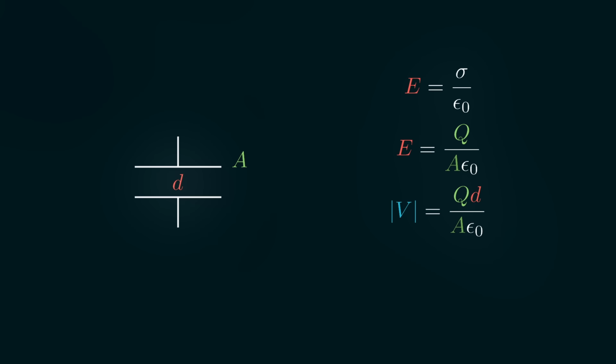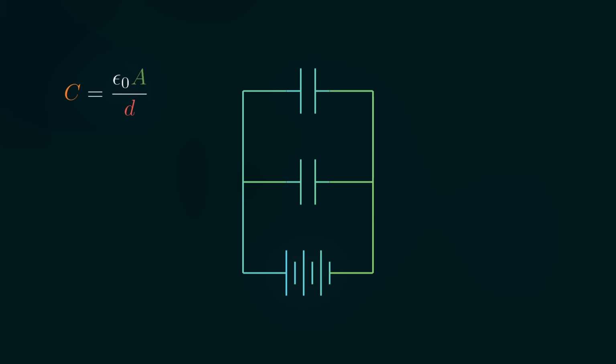And now remember that the capacitance is just charge divided by voltage. So if we plug in our voltage expression, we'll get that the capacitance is equal to epsilon naught A over D. In other words, it's proportional to the area and inversely proportional to the plate-to-plate distance. So if we have 2 capacitors in parallel, then we effectively have one big capacitor.